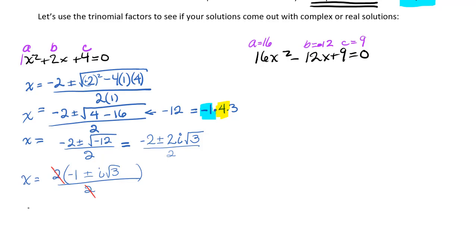So my final answers for the two solutions you can't see on the number line or the Cartesian plane are x equals negative 1 plus i root 3 and x equals negative 1 minus i root 3. Let's try that again.